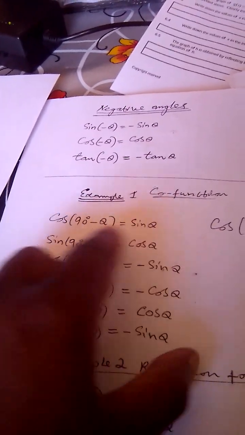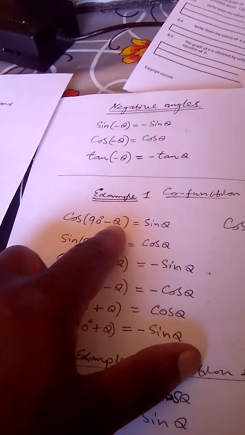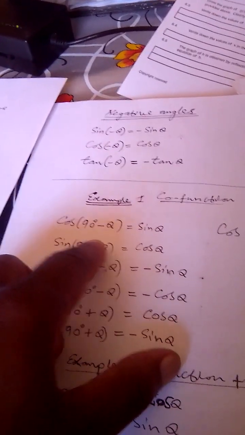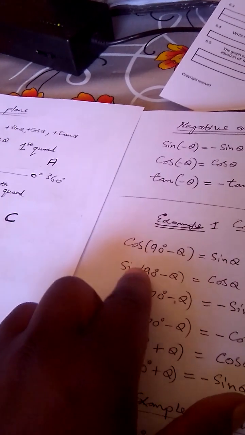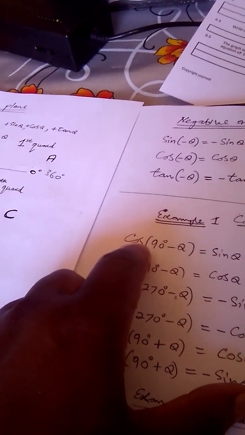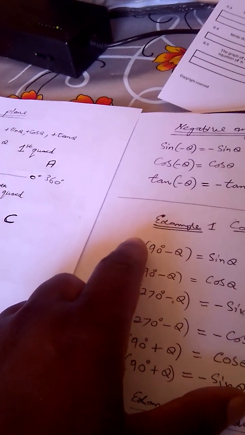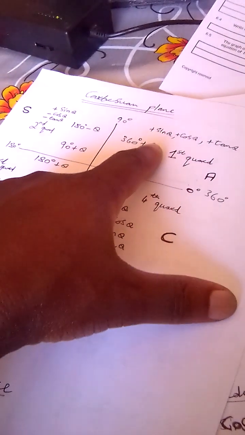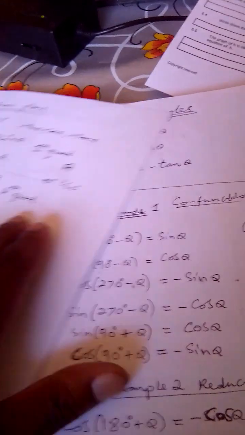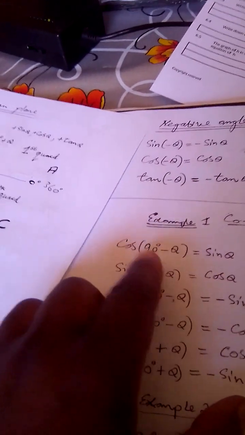How does it become sin theta? Because we say 90 minus, in which quadrant? First quadrant. You can see that 90 minus is in the first quadrant. Then the next, we say cos, this ratio here. Is cos positive or negative on the first quadrant? Cos is positive on the first quadrant. Then say change or unchanged.